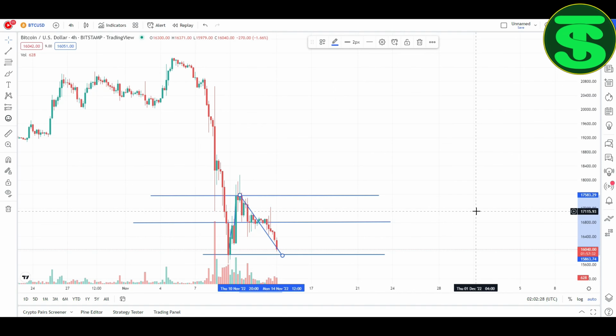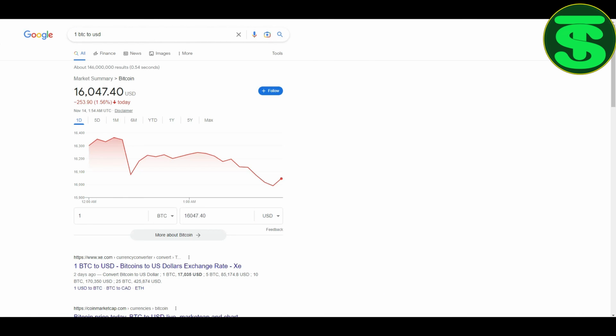Now I can discuss the Bitcoin price. You see the Bitcoin price graph has almost increased, but it's probably not fixed. Today's Bitcoin price is 16,047.40 USD. Today's price of 1 BTC is equal to 16,047.40 USD.